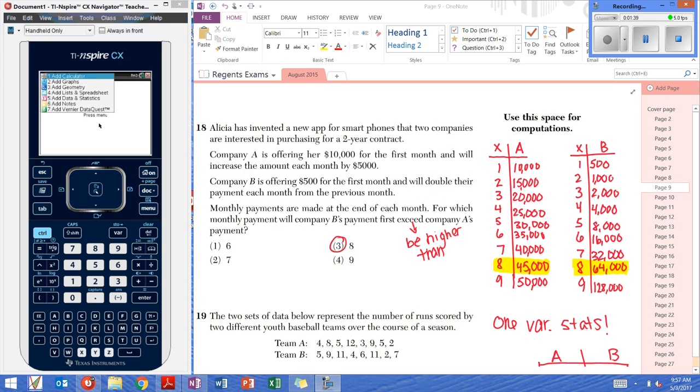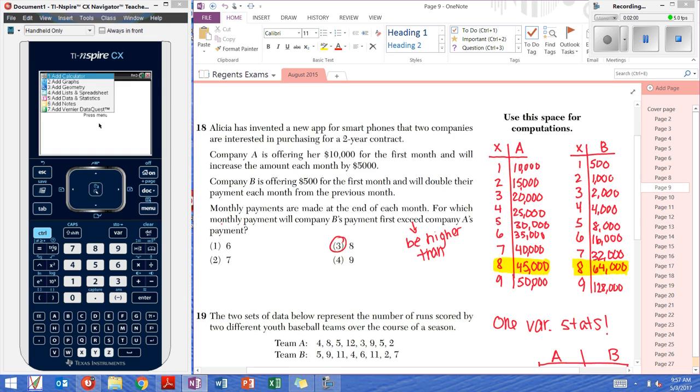So company A started at 10,000, then kept increasing by 5,000, and then I only did it from 1 to 9 months because I looked at my answer choices. And I did the same thing where B started at 500 and then doubled. So we were just multiplying by 2. Hopefully you recognize that A was linear and B was exponential.